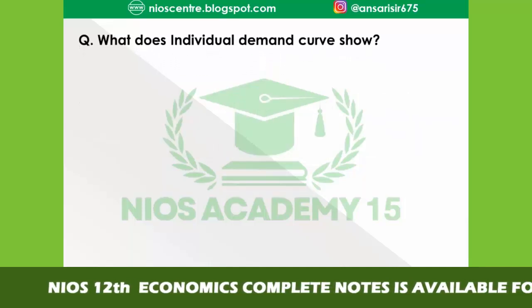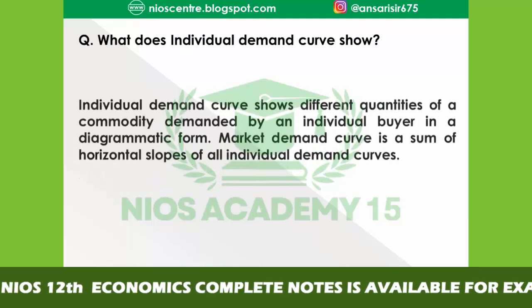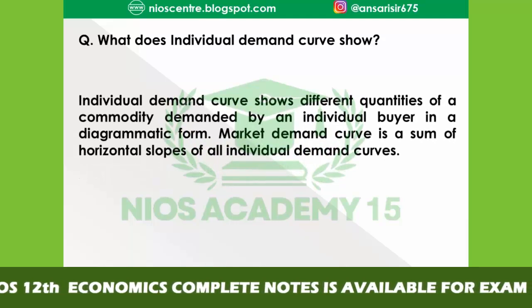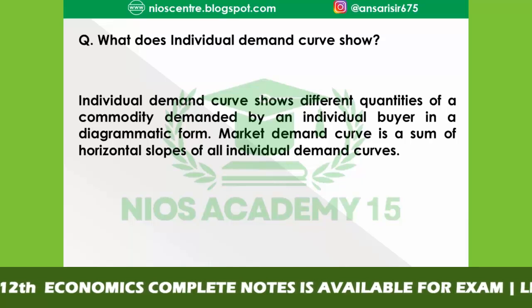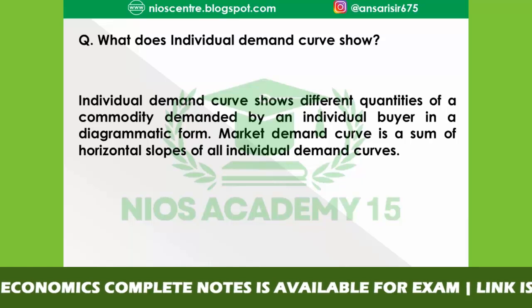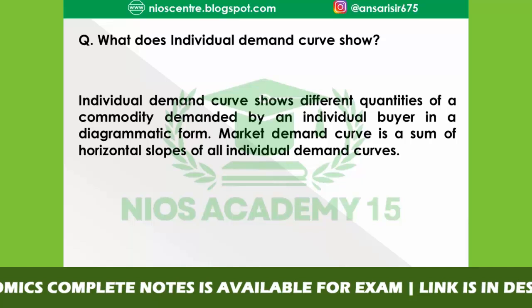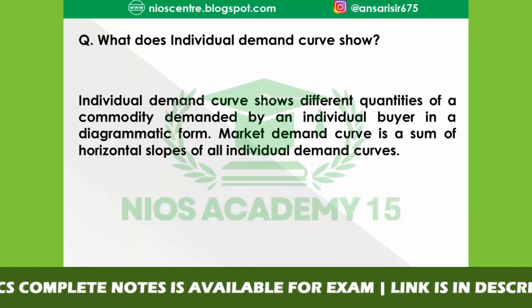Next important question is, what does an individual demand curve show? And the answer is, an individual demand curve shows different quantities of a commodity demanded by an individual buyer in a diagrammatic form. The market demand curve is a horizontal sum of the individual demand curves.